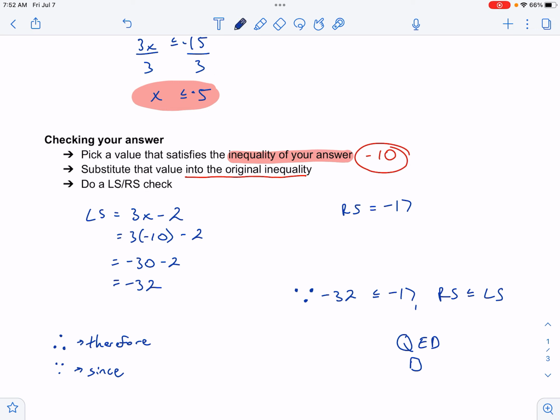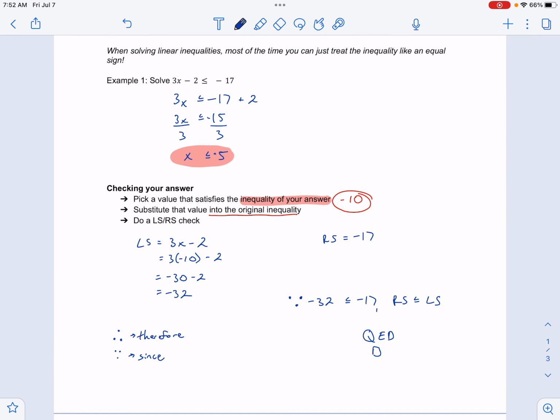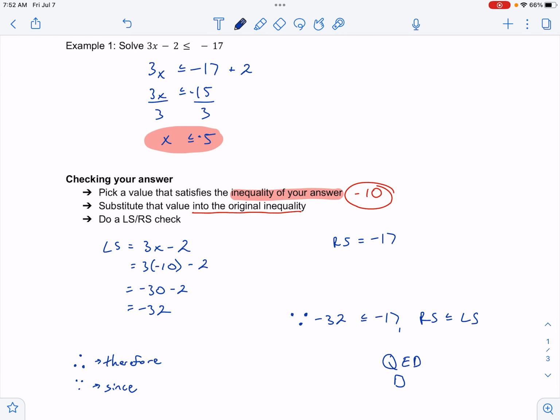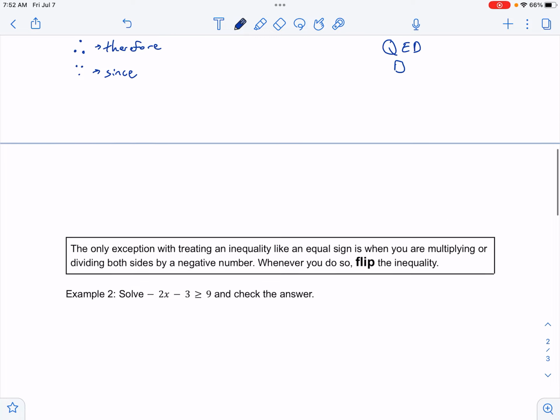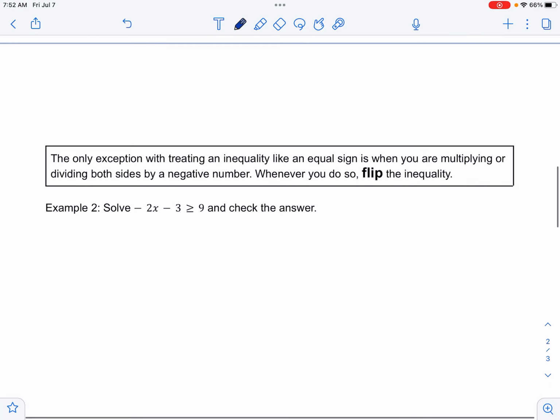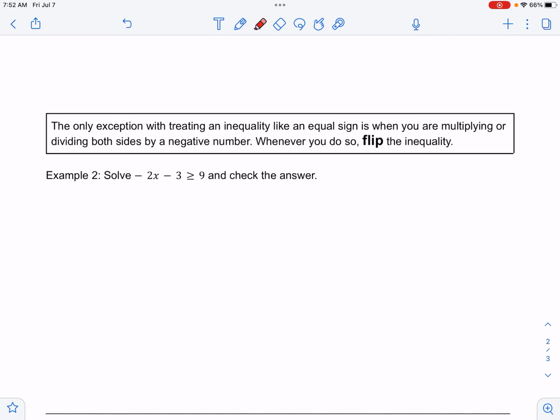Okay, pretty straightforward. The only exception to this sort of rule, or the concept that inequalities behave like equal signs, is when we have a negative number that is being either multiplied or divided. Okay, so let me just read the sentence here. The only exception with treating an inequality like an equal sign is when you are multiplying or dividing both sides by a negative number. Okay, when that happens, you need to flip the inequality. This is simply the rules of working with inequalities.